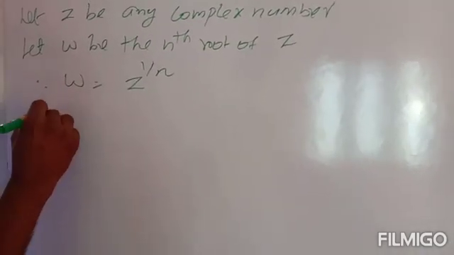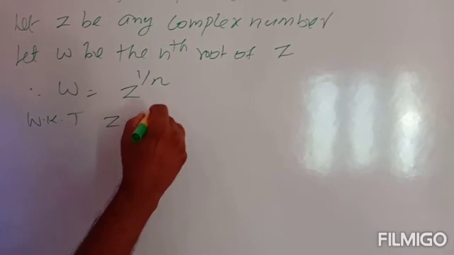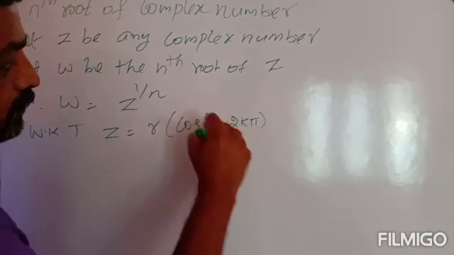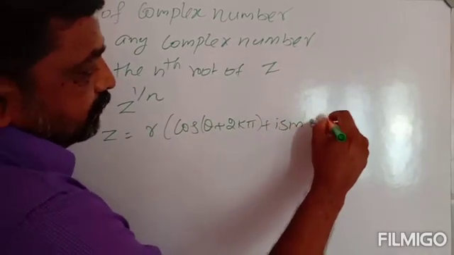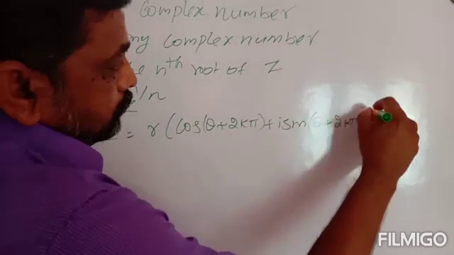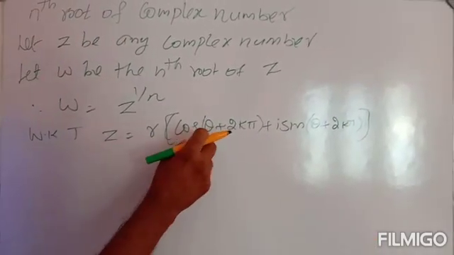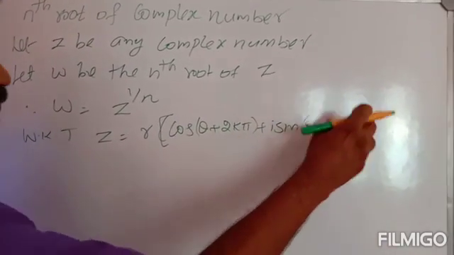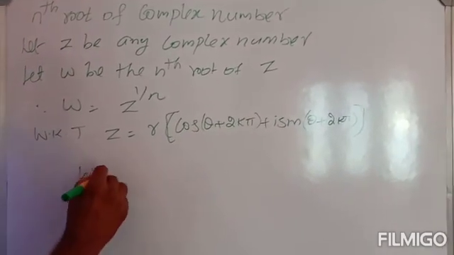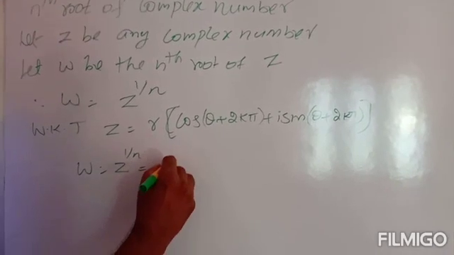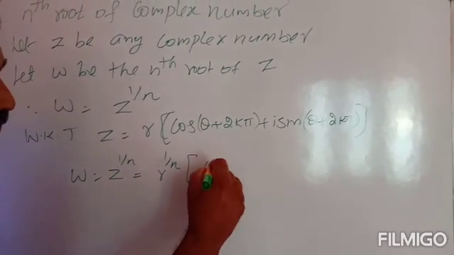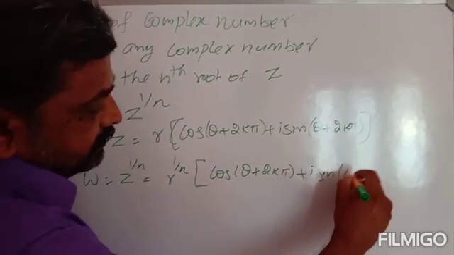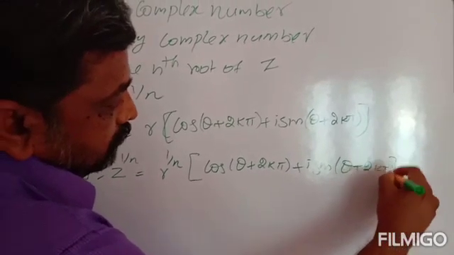We know that any complex number Z is equal to r into cos theta plus I sin theta. Theta is not unique, so Z is equal to r into cos theta plus 2k pi plus I sin theta plus 2k pi. So now omega is equal to Z power 1 by n, that is r power 1 by n into cos theta plus 2k pi plus I sin theta plus 2k pi whole power 1 by n.